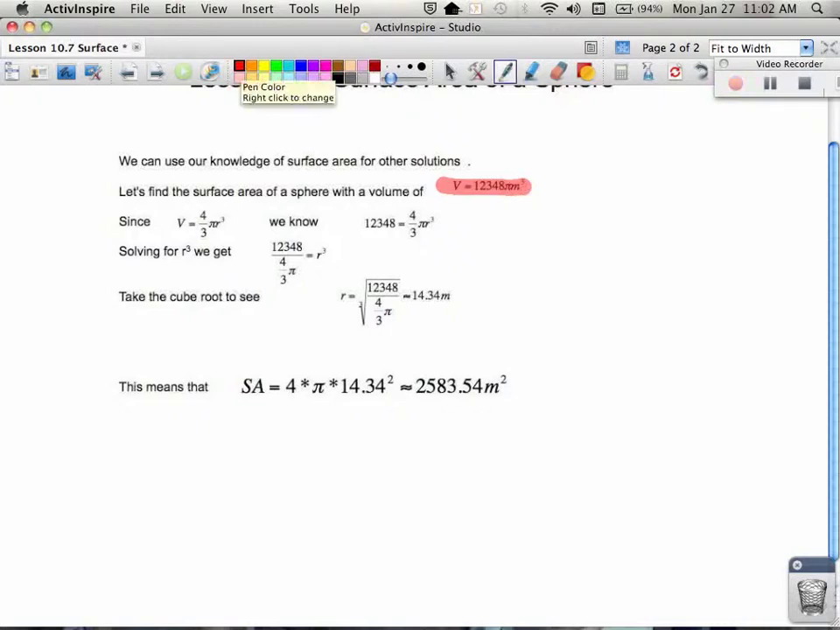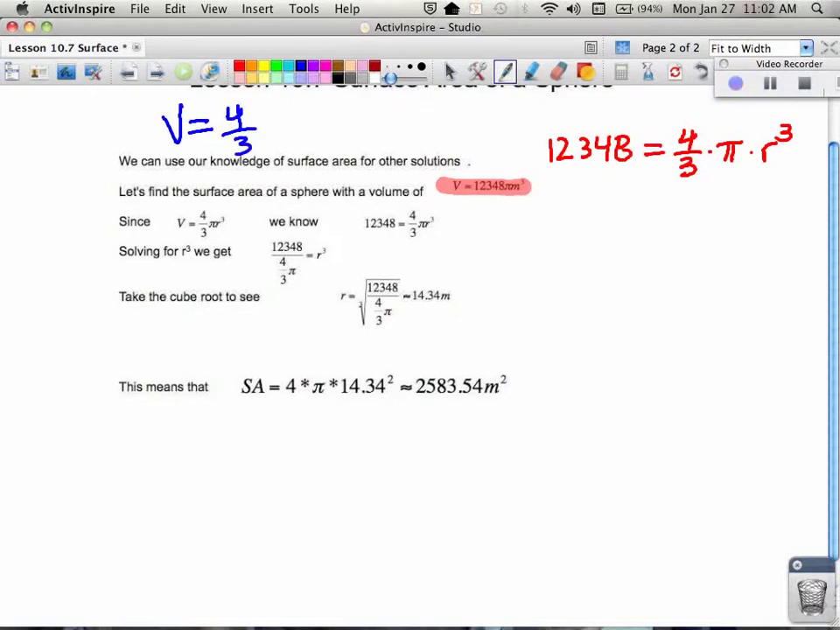I know the volume formula, so I say 12,348, which is my volume of a sphere, is the same thing as 4/3 times pi times my radius cubed. This is the formula that we used before. In case you don't recall, it was volume of a sphere equals 4/3 times pi times the radius cubed. And all we've done really is we've talked about how this 12,000 thing is the volume.